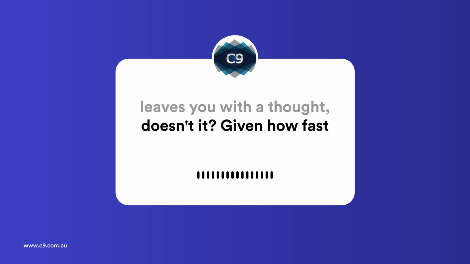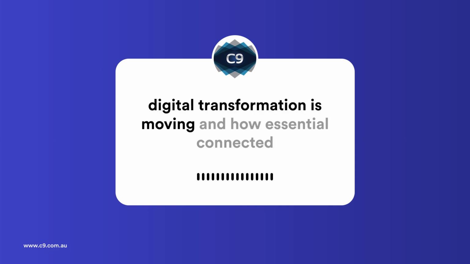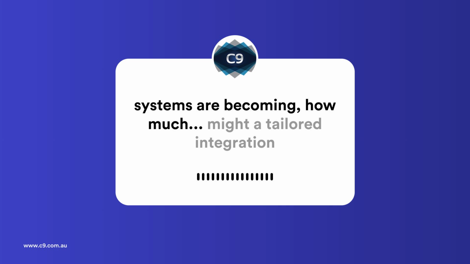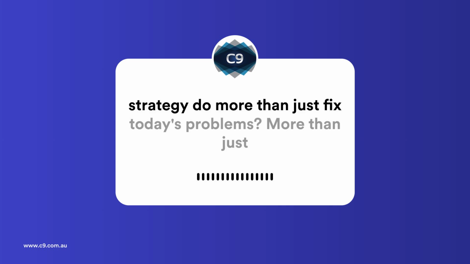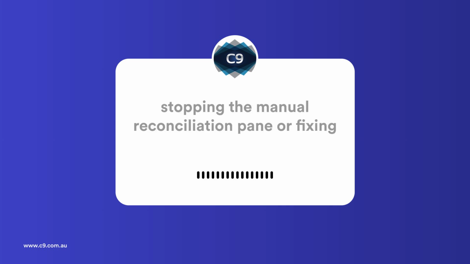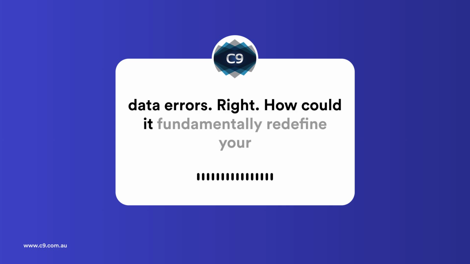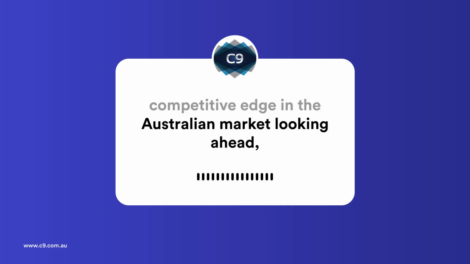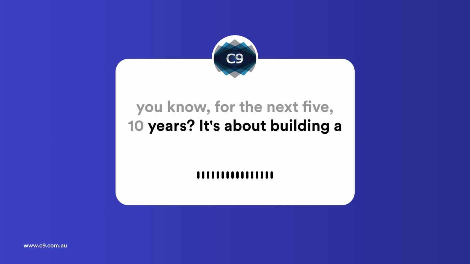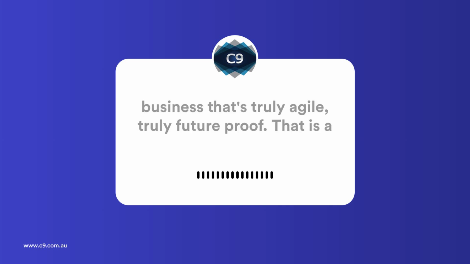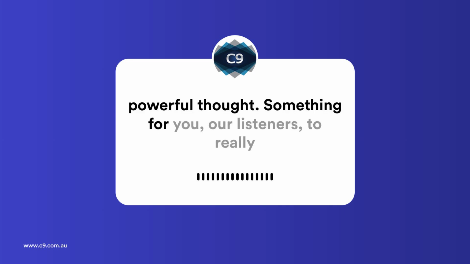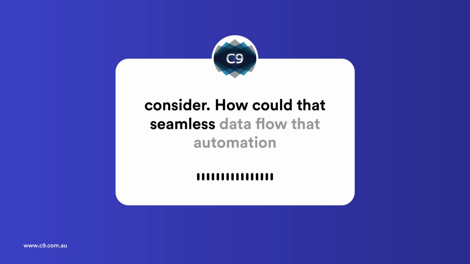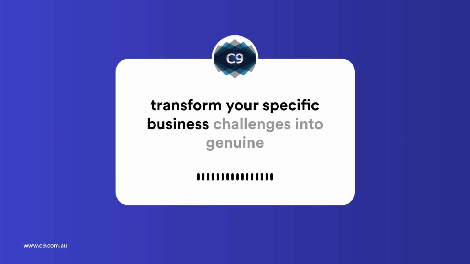And it leaves you with a thought, doesn't it? Given how fast digital transformation is moving and how essential connected systems are becoming, how might a tailored integration strategy do more than just fix today's problems? More than just stopping the manual reconciliation pain or fixing data errors. Right. How could it fundamentally redefine your competitive edge in the Australian market? Looking ahead, for the next 5-10 years, it's about building a business that's truly agile, truly future-proof. That is a powerful thought, something for you, our listeners, to really consider. How could that seamless data flow, that automation, transform your specific business challenges into genuine opportunities?